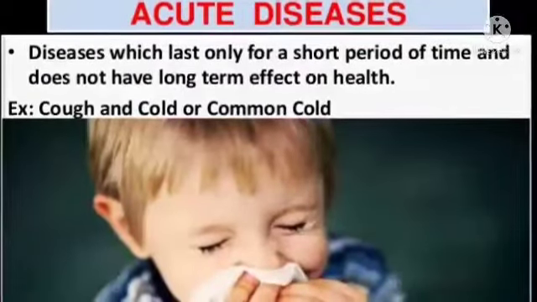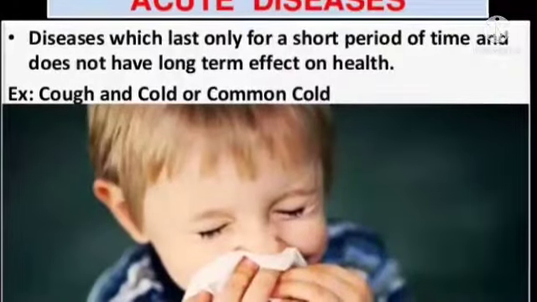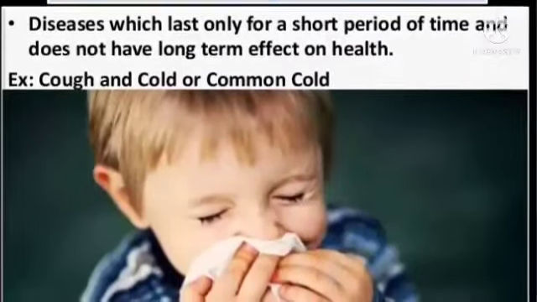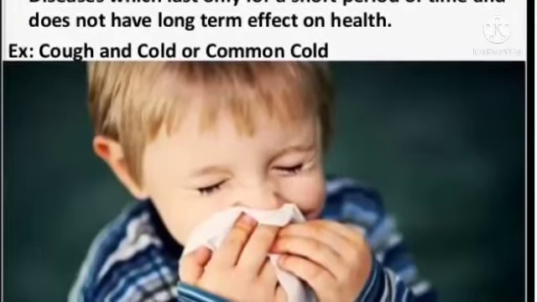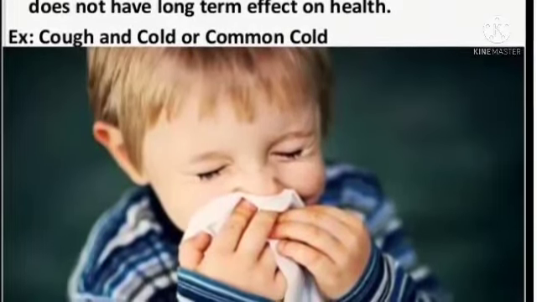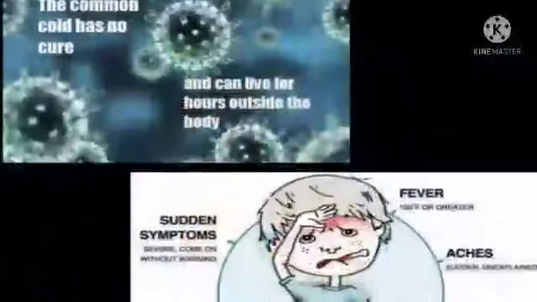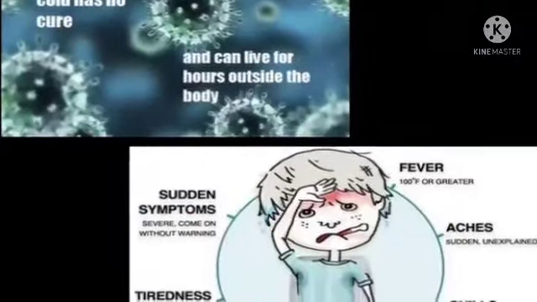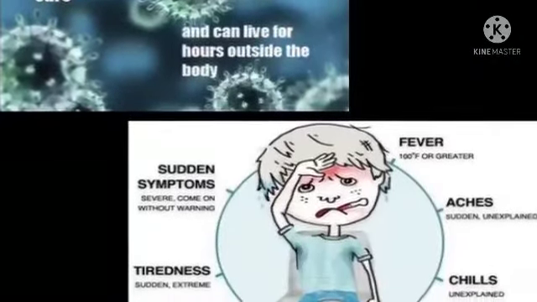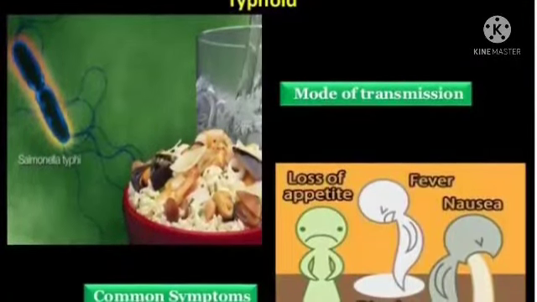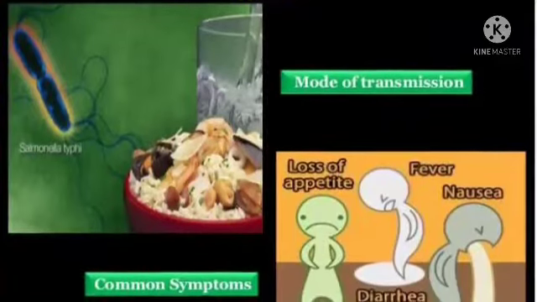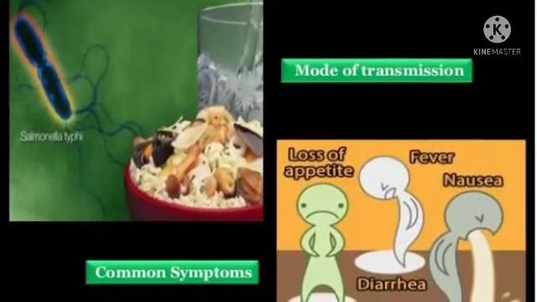Acute diseases. Diseases which last only for a short period of time and do not have a long-term effect on health. Example, cough, cold or common cold. The common cold has no cure and it can live for hours outside the body. Typhoid. Here is a picture showing the mode of transmission and the common symptoms.